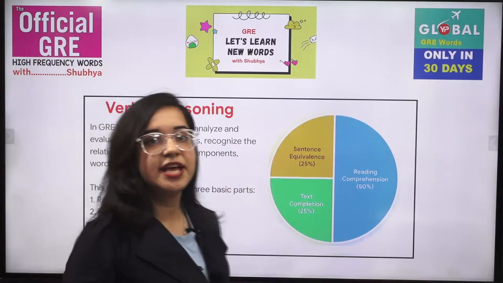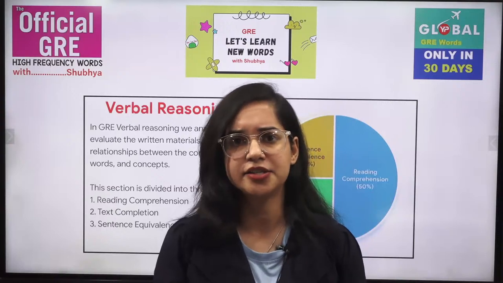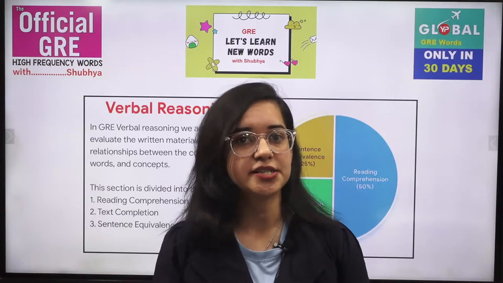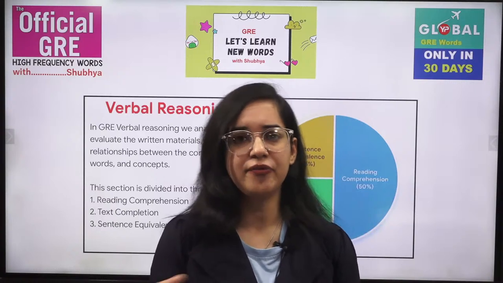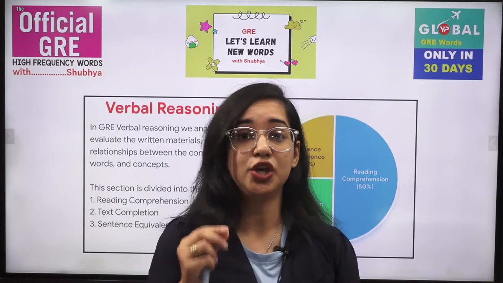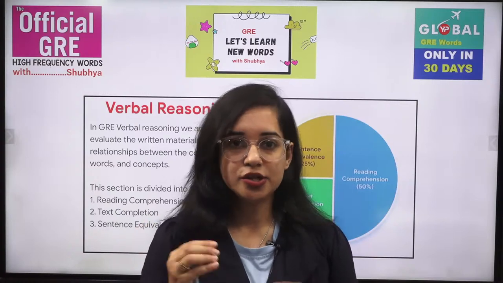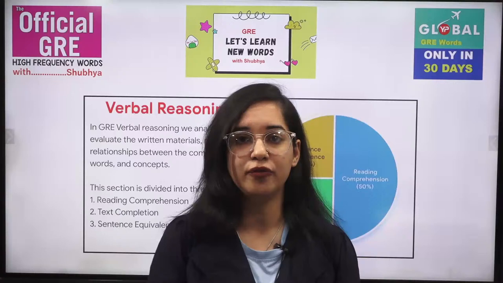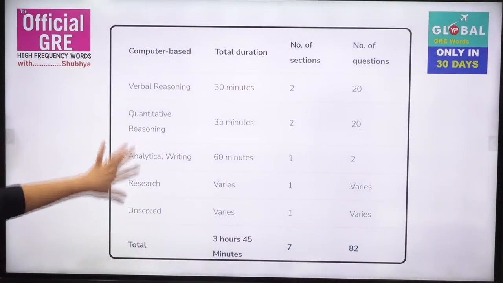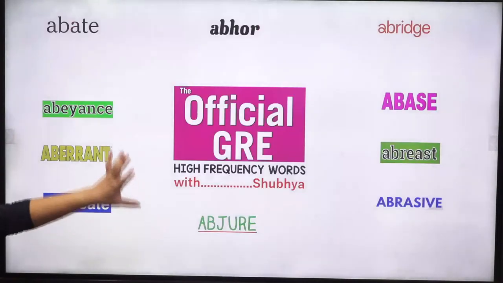For sentence equivalence also, I'm going to record some lectures. From the Manhattan book, there are 128 exercises. 3 of the exercises will be published every week, with some concepts clearing, and you will be able to learn the words and the passages through it. This will be very helpful for you, so do follow for that also. This is a complete set of how your exam is going to be, how many sections we are covering, and this is the entire pattern.